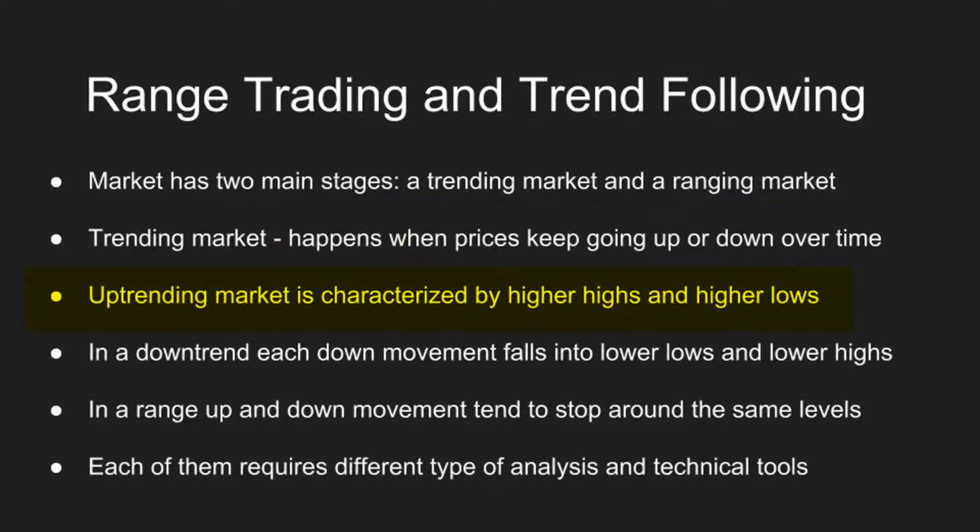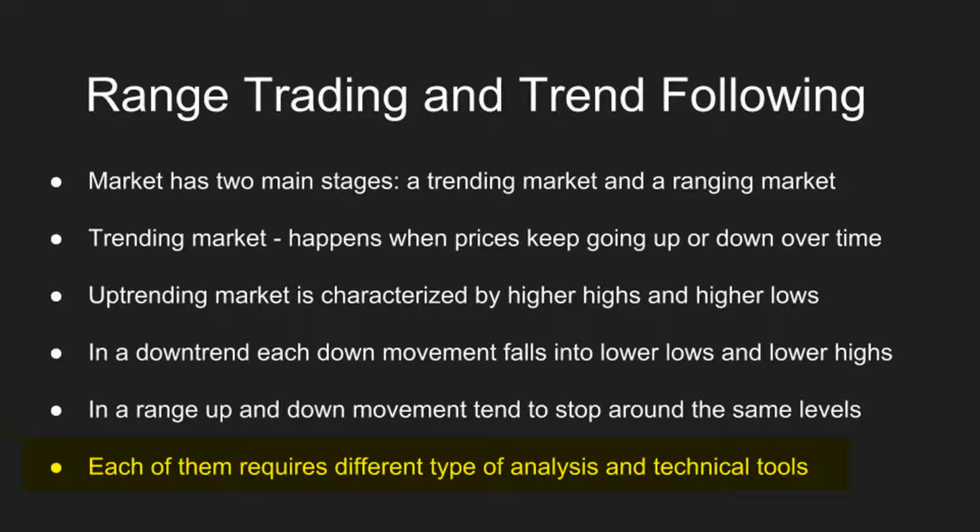A trending market is happening whenever prices keep going up or down over time. An uptrending market is characterized by higher highs and higher lows, while in a downtrend, each down movement falls into lower lows and lower highs. In a trading range, on the other hand, up and down movements tend to stop around the same highs and lows respectively. In each of these scenarios, the market behaves differently, and each one of them requires different analysis type and technical tools.